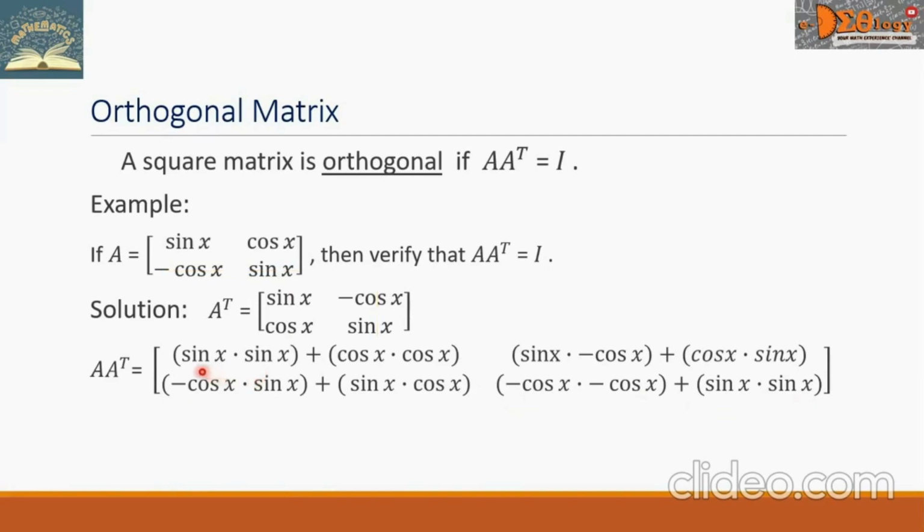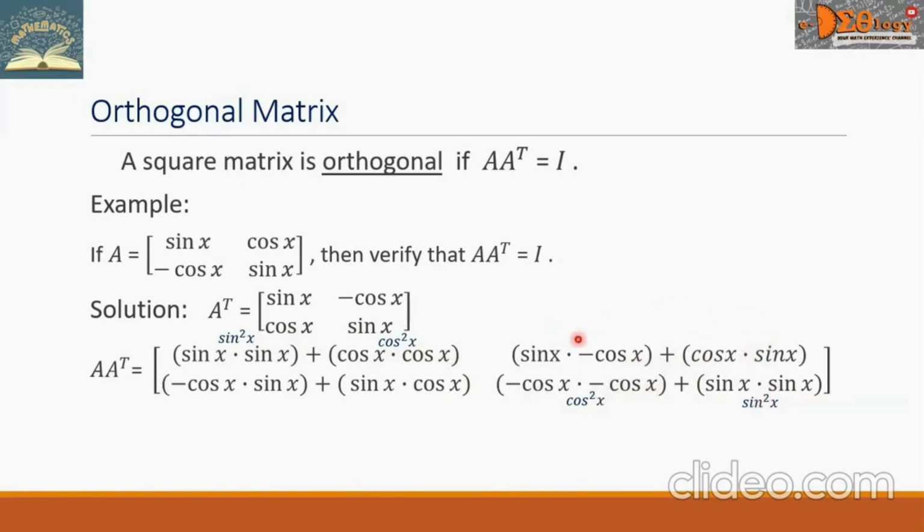From here we can simplify the sin x times sin x into sin square x. For this we can write cosine square x. We have here also the negative cosine x times negative cosine x. We write here cosine square x. And for this, we have the sine square x. For sine square x plus cosine square x, we can apply the rule of trigonometric identities. Also, we can write the same identity idea for this expression.